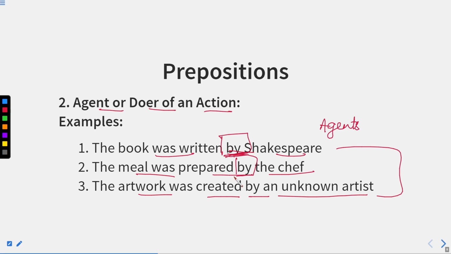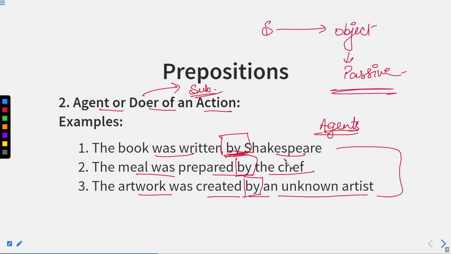So this work has been done by this person, this is done by this person, and this is done by this person. So we are using this preposition "by" to show the agents or the doer of that particular action, and the doer of that particular action are known as subjects. But if the subject has to be written on the object place, as we do in passive voice, we use "by" to show them, and that we call agents.